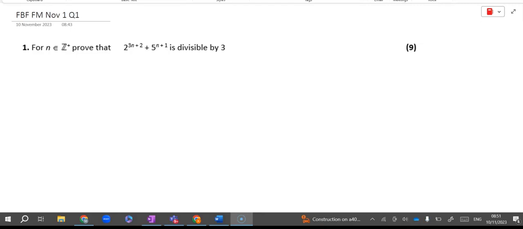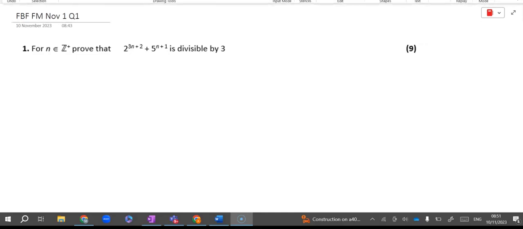So, flashback Friday, Further Maths November 1, question 1. This is a proof by induction. So, step 1, we're going to do the basis step. Throughout this question, I'm going to let f(n) equal 2^(3n+2) + 5^(n+1).